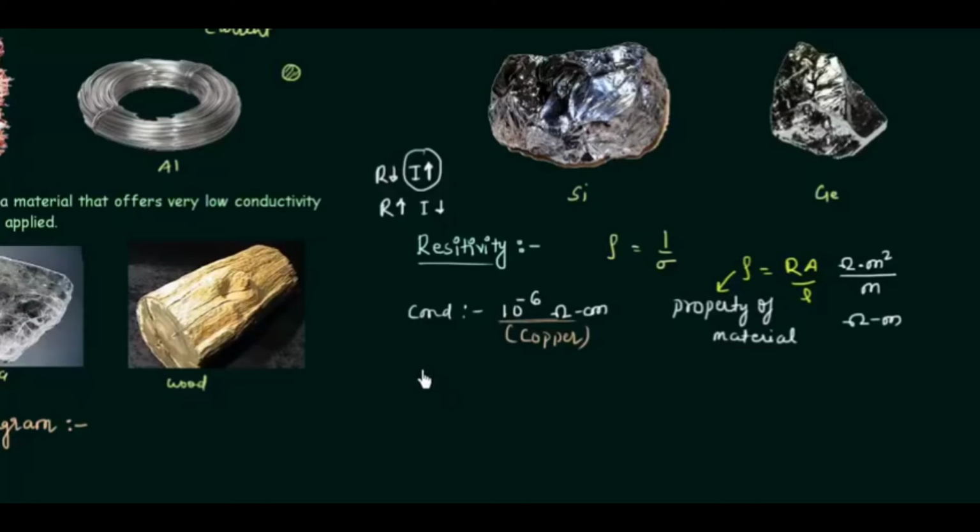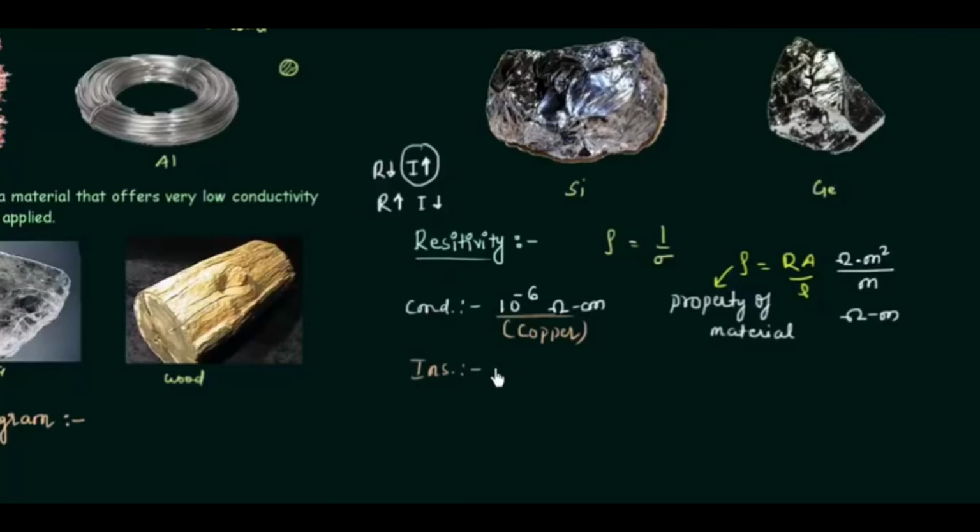Let's talk about the insulator. For mica, it is 10 to the power 12 ohm centimeter, and you can see this is a huge amount of resistivity, 10 to the power 12. You can guess what amount of resistance this material is going to offer to the flow of charge. That's why we can say that the flow of charge is negligible for mica.